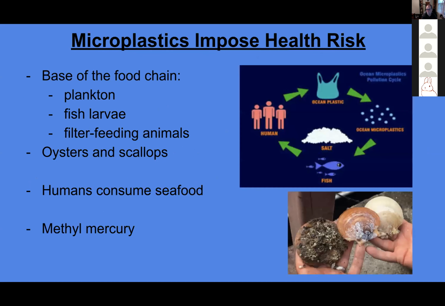So how exactly are the microplastics passed from animals to humans? Through a process known as trophic transfer, through the base of the food chain, which starts with marine organisms, including plankton, fish larvae, and filter-feeding animals such as scallops and oysters. These plastics contain toxic chemicals from the manufacturing process that are ingested by marine life, and then later consumed by humans when we eat the animals.